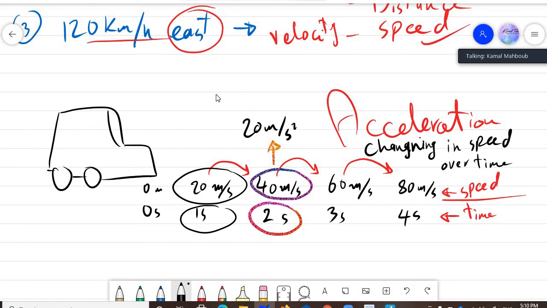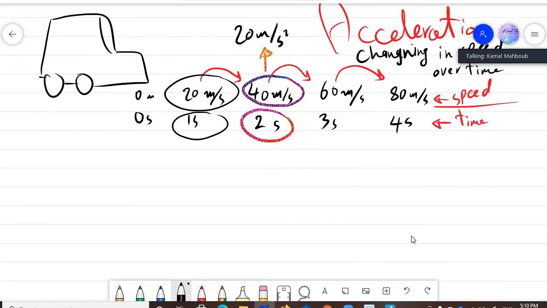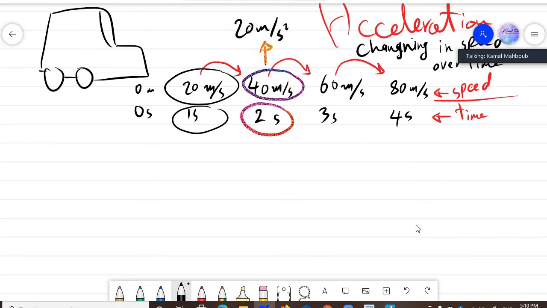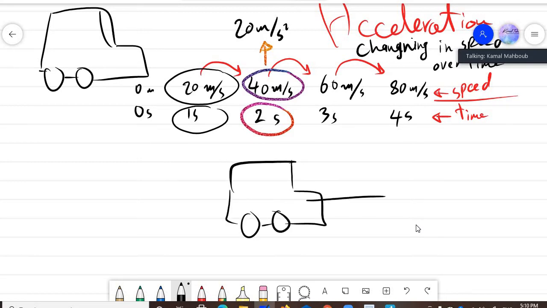How much the speed changes, that is the acceleration. Acceleration, guys, is not just getting faster. Also, when the object slows down, it is accelerating, but slowing down. What does it mean? Suppose the same car moves at a speed of 80 meters per second after 4 seconds. And now this guy inside the car forgot something at his home and wants to go back to his home.